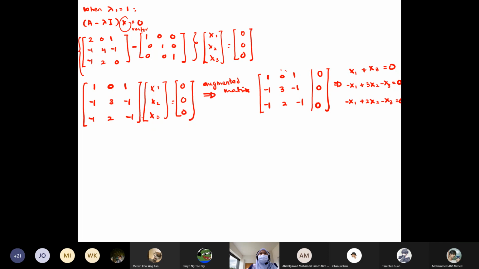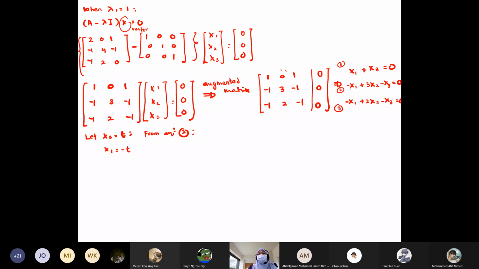Let's say we let x3 equal to t. Your x1 equal to minus t, isn't it? From equation number 1. This is equation 1, this is equation 2, this one is equation 3. It depends on you, right? Let's say I take equation number 2, I have x1 equal to minus t.